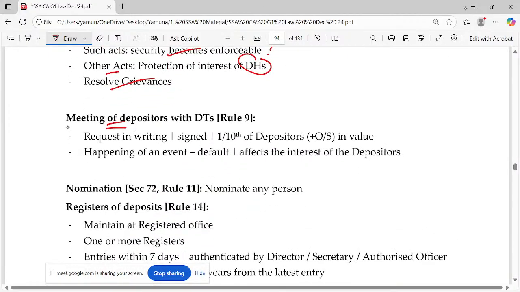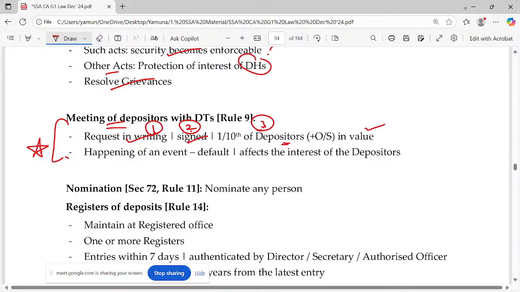Meeting of depositors is often asked question. Please highlight. The depositors have to request in writing. The same provision holds for debenture also, debenture trustees and here also. They have to request in writing. It should be signed. So 3 points. Okay. First one, writing. Second point, it should be signed. And at least 1/10 of the depositors should have signed. Depositors in the sense not the head count, in value.